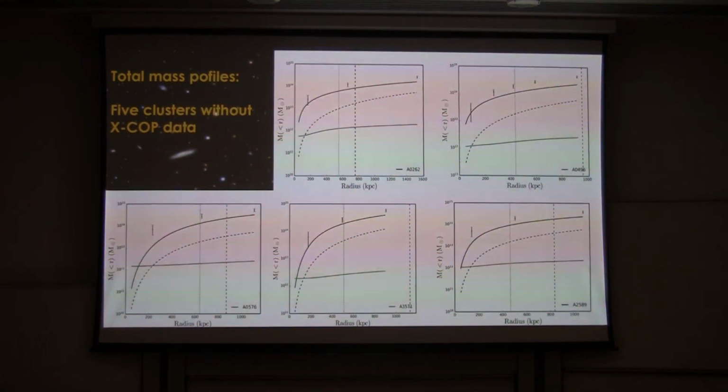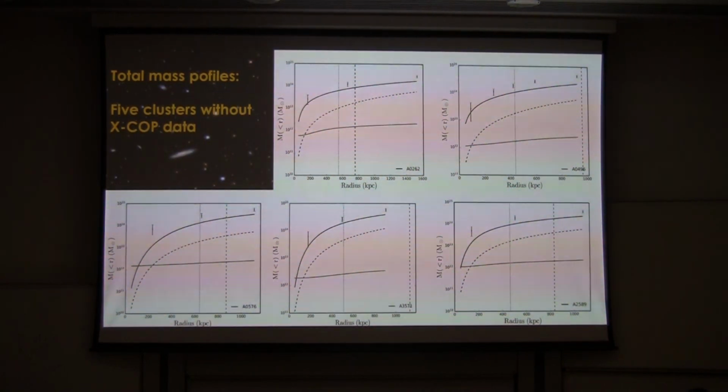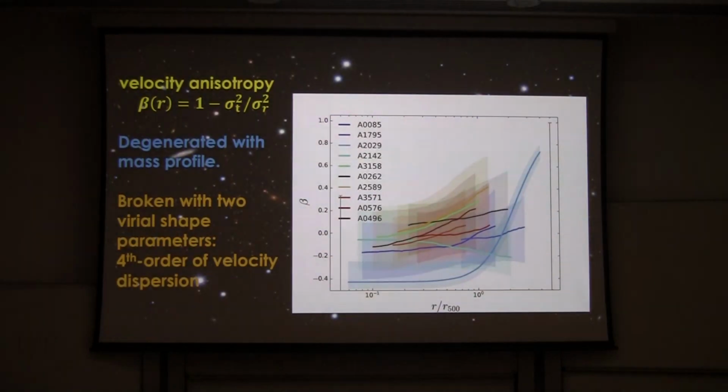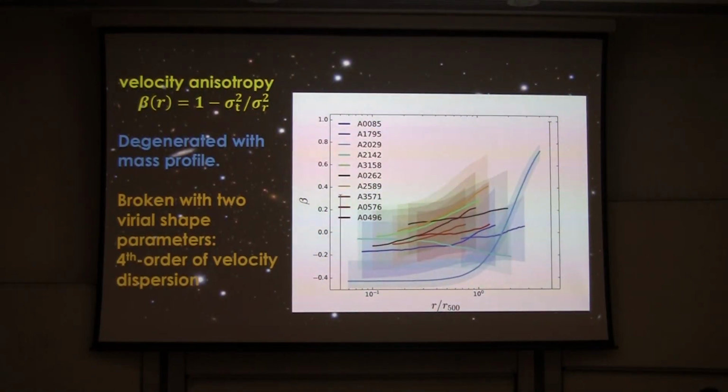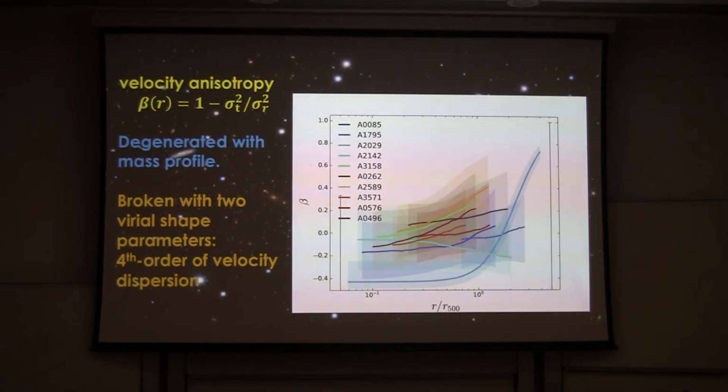For these five clusters, we don't have the XCOP data, so we just used the beta model. I have the best-fit beta model, so I calculated their hydrostatic equilibrium mass myself. They are also systematically higher than them. Then after we calculate the mass, as we said, we grab the degeneracy for the anisotropy.